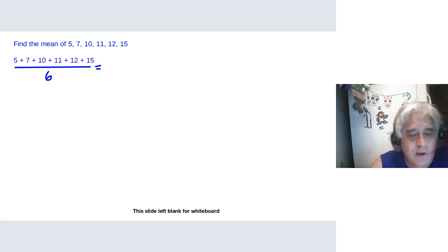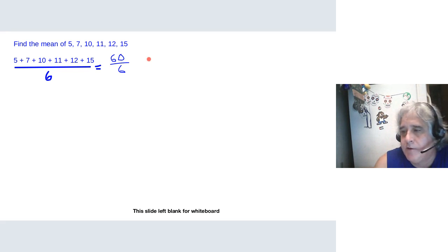So if you add all those up, you come up with 60. And then the denominator is still 6. So this comes out to a nice even 10.